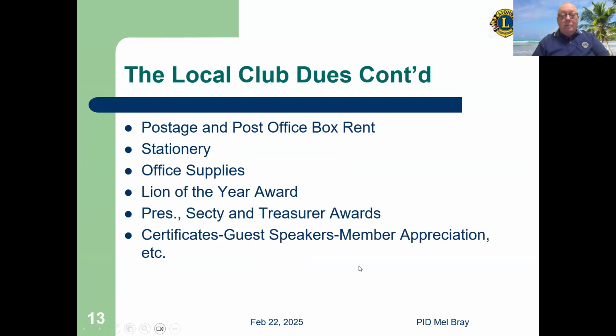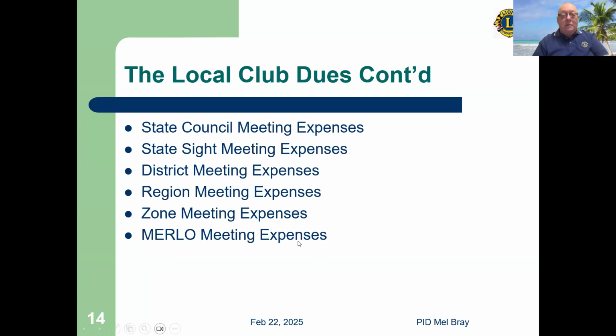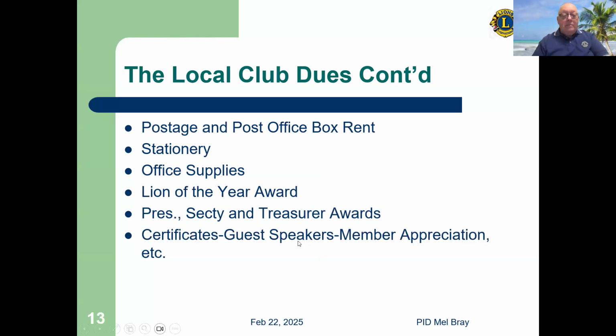Okay. General things, postage. We still have postage for some of the stuff that we do. A lot of clubs have a post office box that they have to pay the rent on. And the different kind of things that are all listed here, stationery and some office supplies. The Lion of the Year Award's pretty special. The special certificates that you want to give out for membership or for appreciation. We can move to the next one.